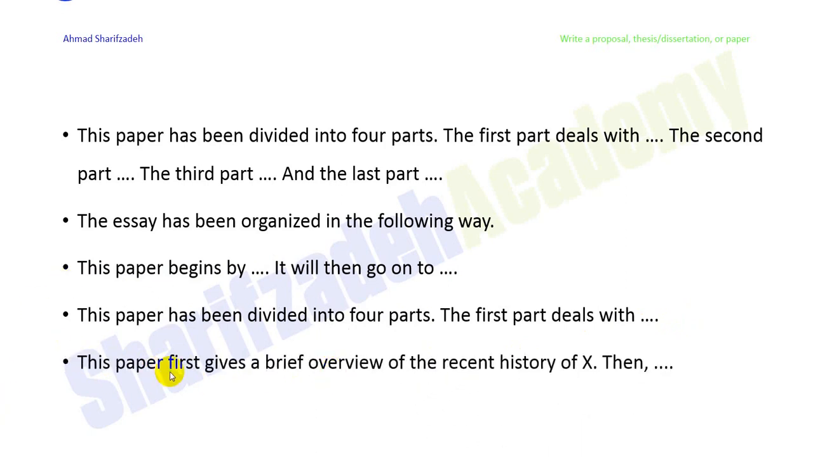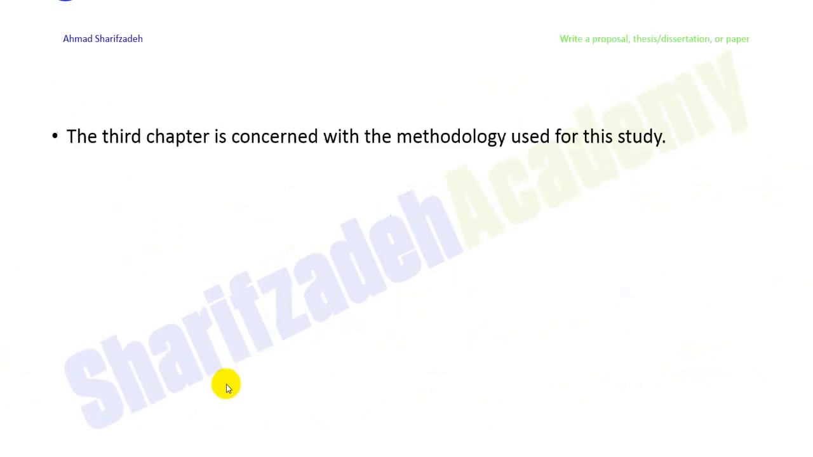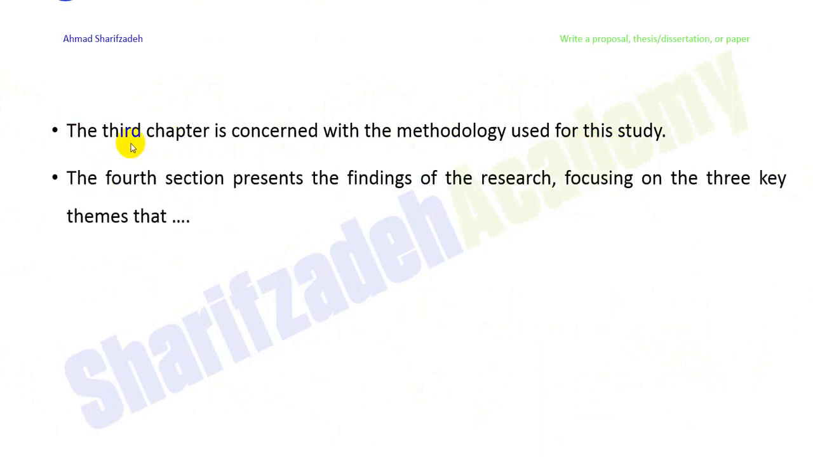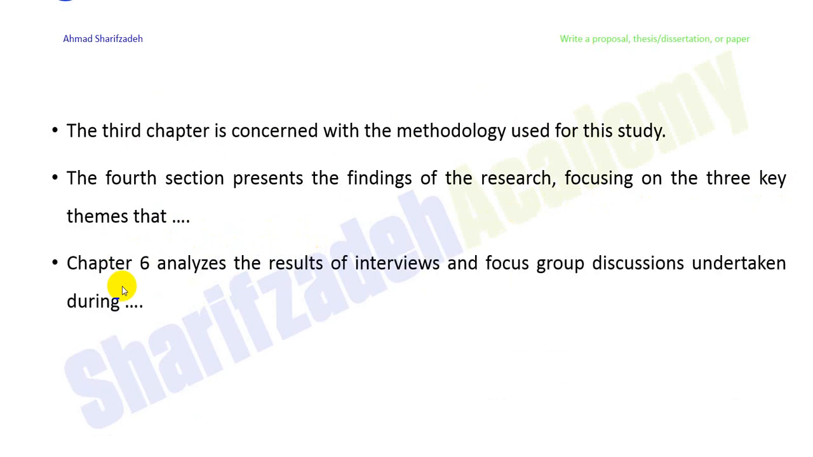This paper first gives a brief overview of the recent history of X. Then this means that we are telling the readers what will come next, and after that, and finally. The third chapter is concerned with the methodology used for this study. This can be the third section. The fourth section presents the findings of the research, focusing on the 3 key themes that, as you see, you can fill in the blank.